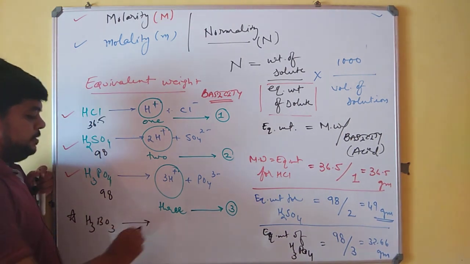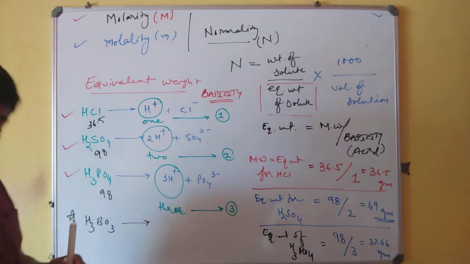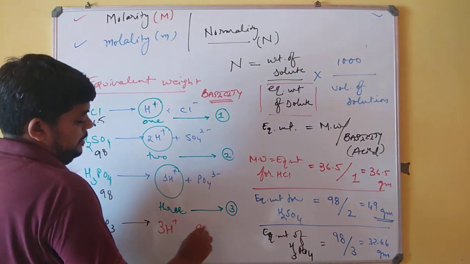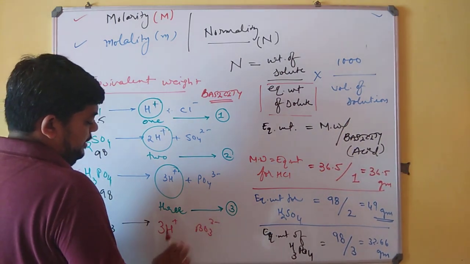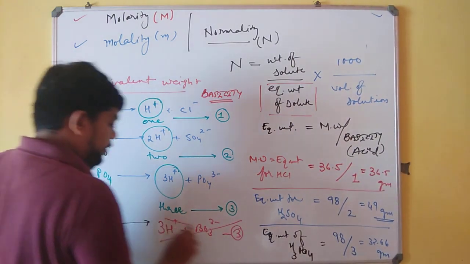H3BO3. I have seen students committing a huge mistake when the question comes to H3BO3. They write 3H plus BO3 3 minus, and they show its equivalence to be 3, but it is absolutely wrong.